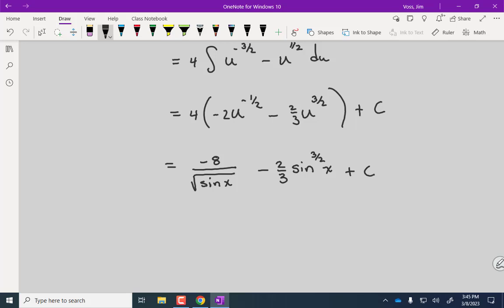Don't you have to multiply the second term by 4? And we have to multiply the second term by 4. Thank you, absolutely, positively, thank you.